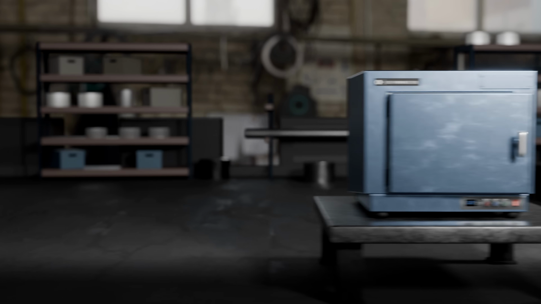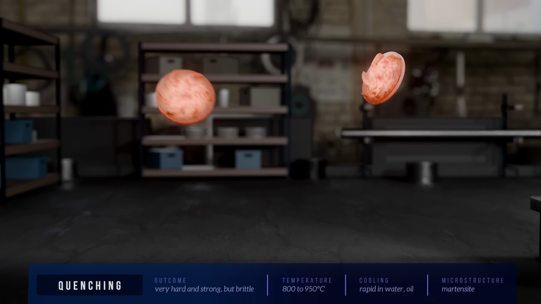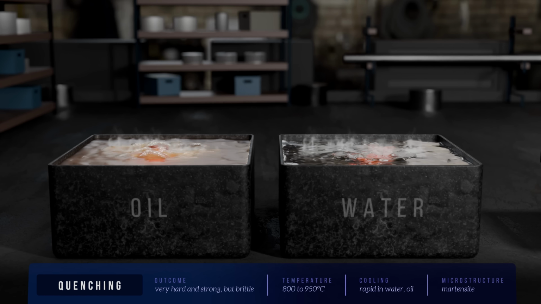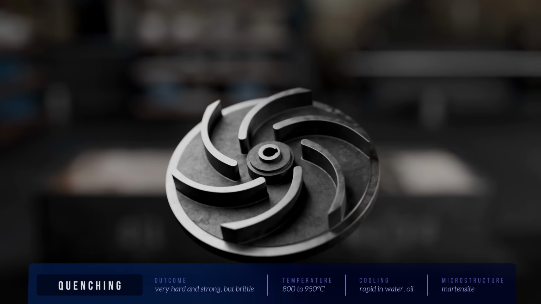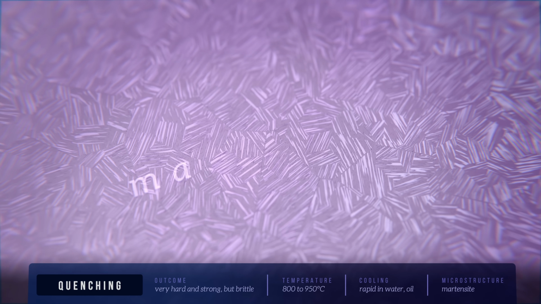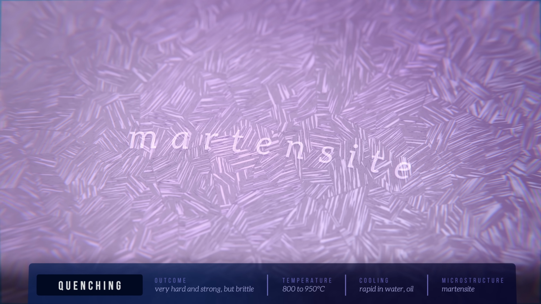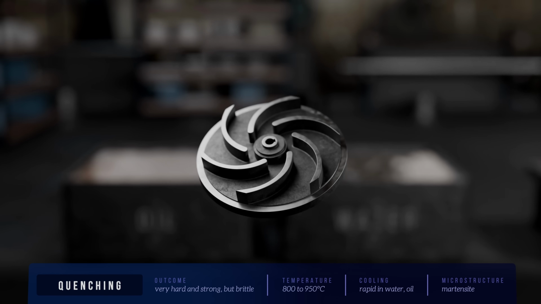Quenching is a heat treatment process that involves very rapid cooling, usually by plunging the steel part into a bath of water, oil, or other medium, depending on the cooling rate required. The objective of this rapid cooling is to produce martensite. The quenched steel has high hardness and strength, but is far too brittle to be of use in most applications.